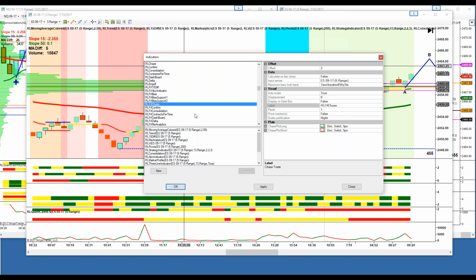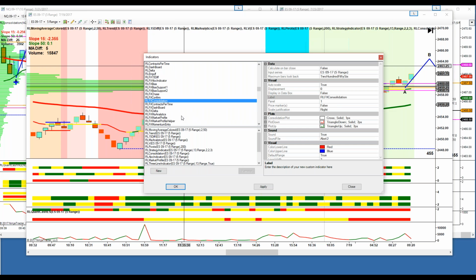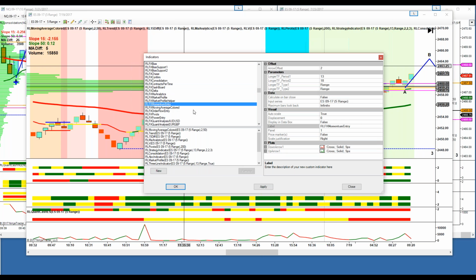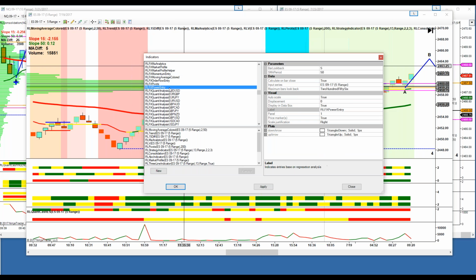We don't use the chase dots anymore or confirm. Momentum entry was never effective, and we don't use it. We have power entry, was never effective, and we've removed it.